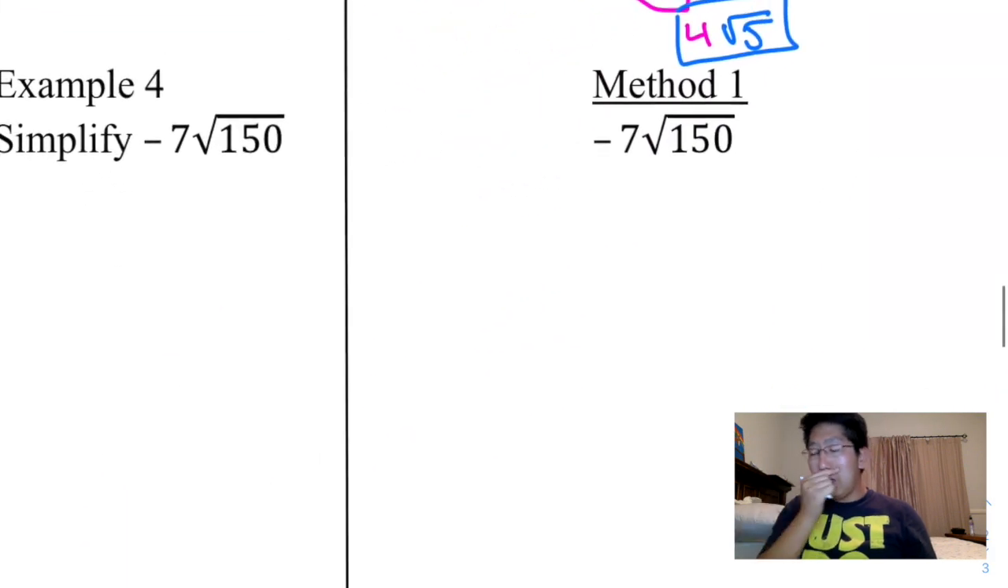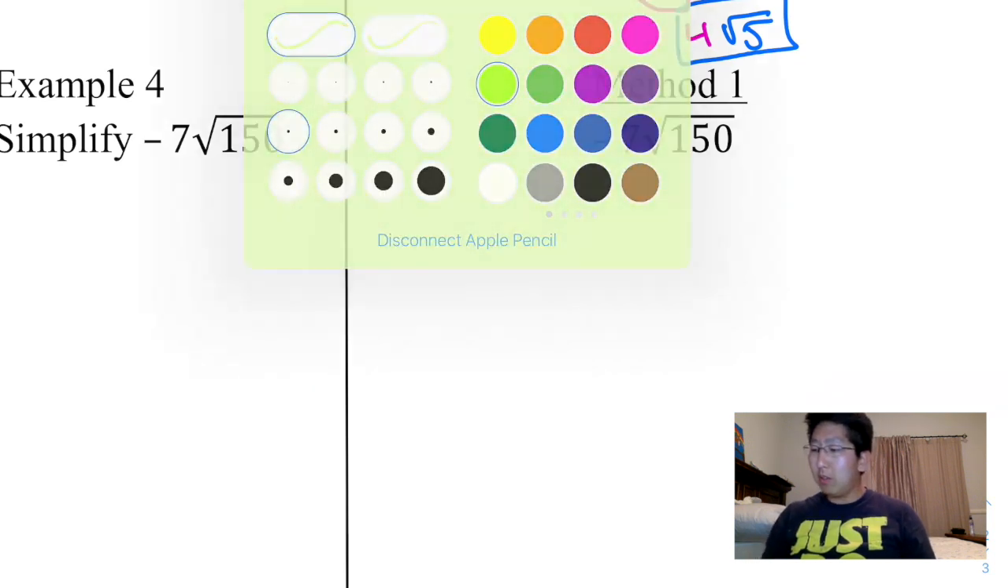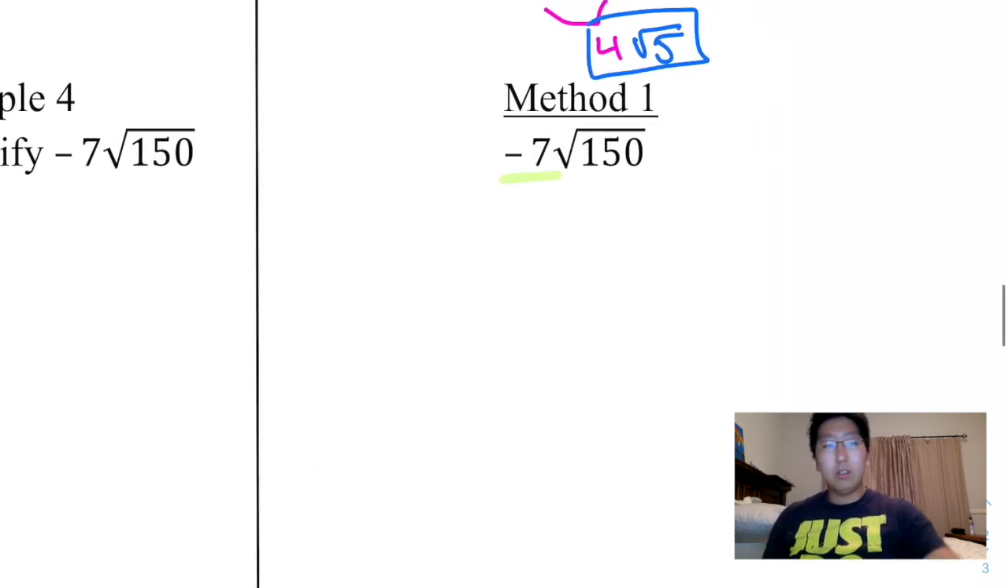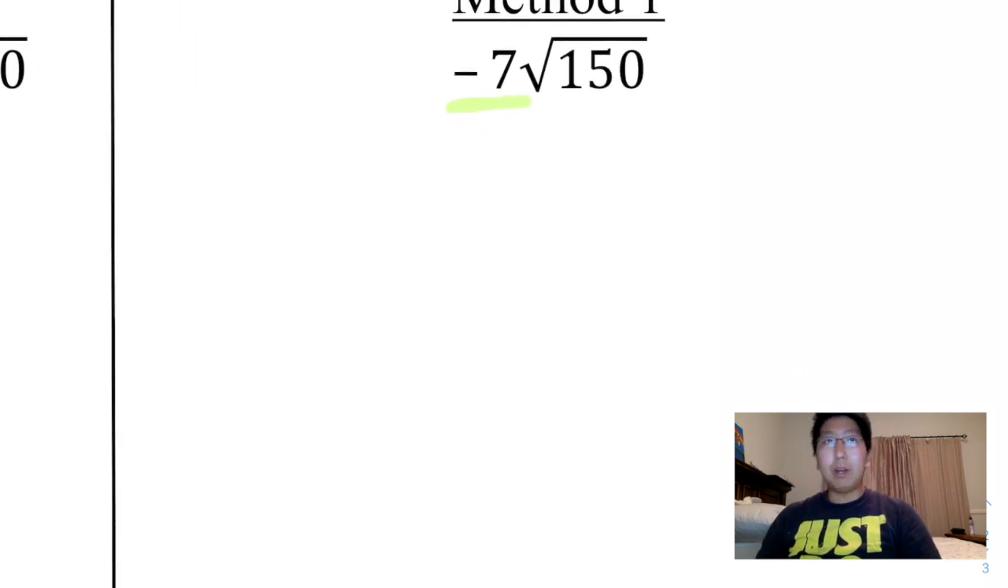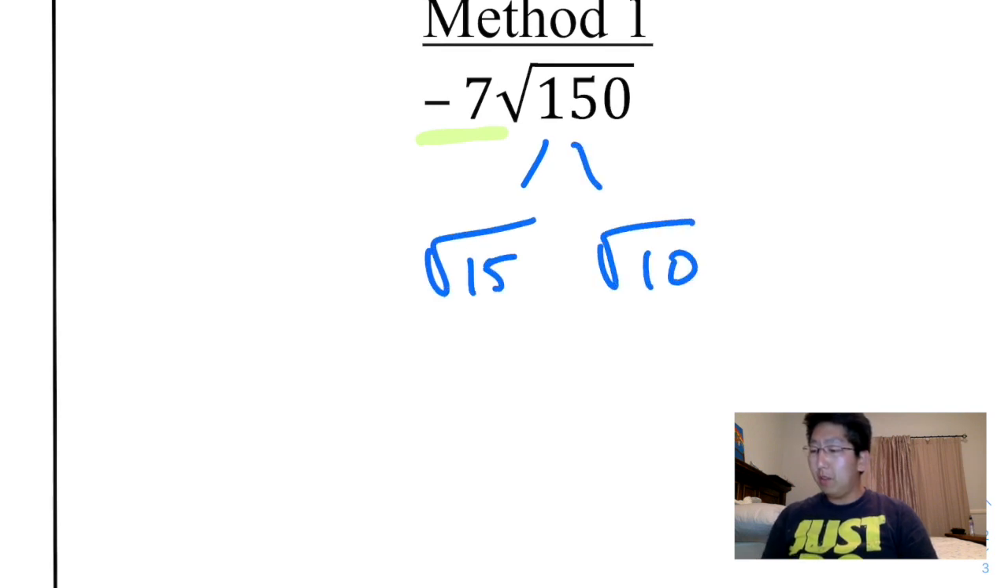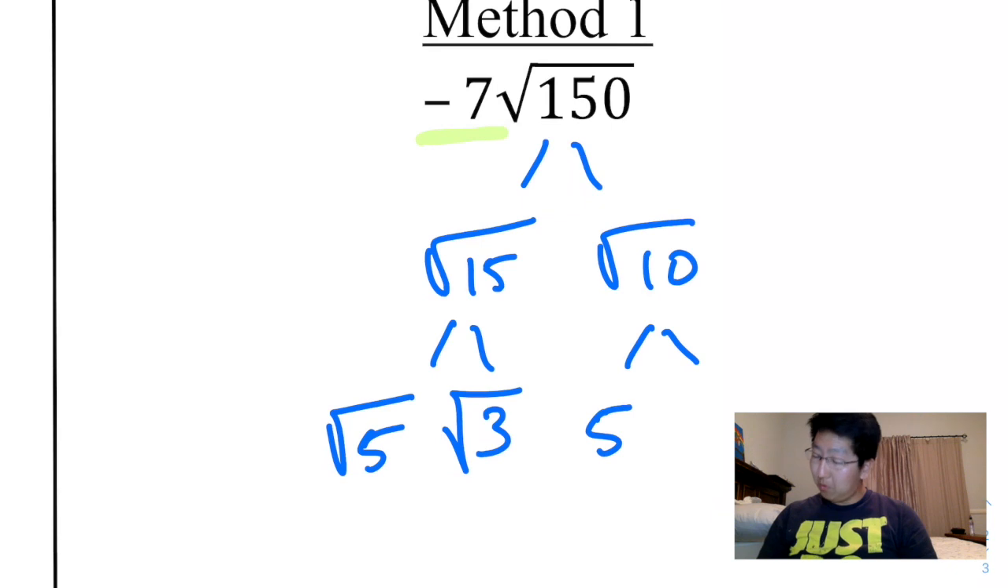Next. This one looks a little bit different because there's a -7 in front. So what we're going to do is we're just going to save this -7 for now. Just ignore it. We're going to come back to it later. Okay. So we're going to take 150 and we're going to need to break it up. So 150 we could break up to square root of 15 and the square root of 10. And then 15 we could break down to 5 times 3. And the square root of 10 is square root of 5 times the square root of 2.